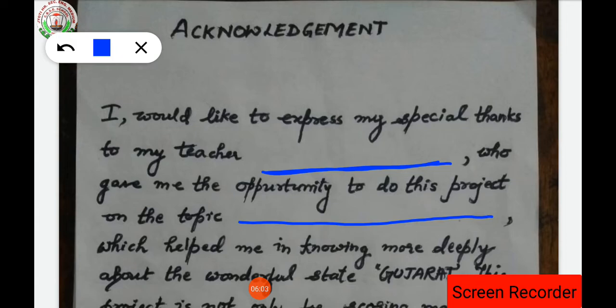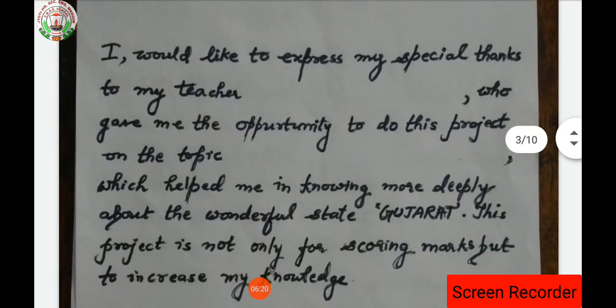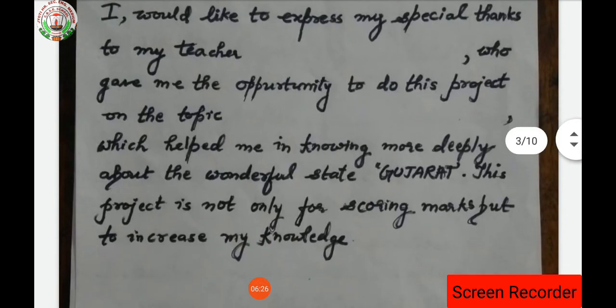Dear student, what you have to write here is the name of your topic. Suppose we are having the pie chart topic, isn't it? So you have to write over here: pie chart, which helped me in knowing more deeply about the wonderful state Gujarat. Okay, this project is not only for scoring marks but to increase my knowledge. So this thing you have to write in your second page.